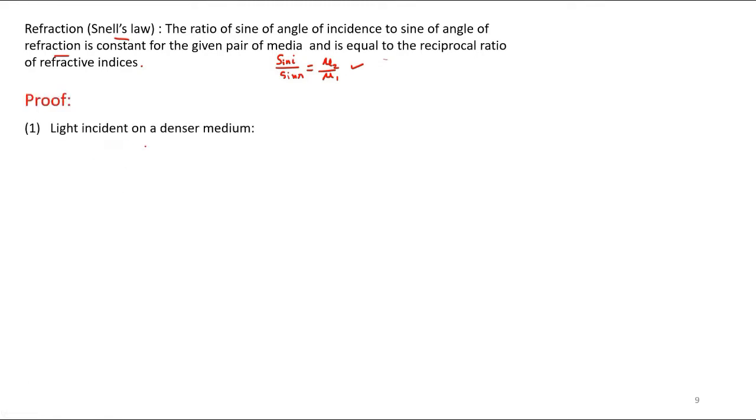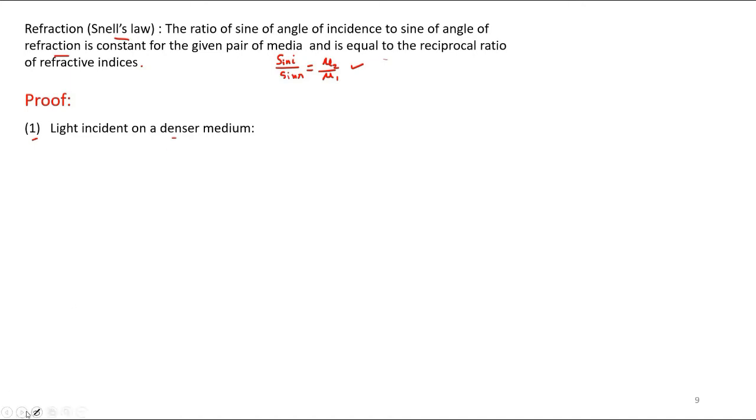Consider the diagram. Here we consider the first case in which light is incident on a denser medium. That means light travels from rarer medium to denser medium. A rarer medium is one whose refractive index is less. A denser medium is one whose refractive index is more. These are optically rarer and optically denser medium.